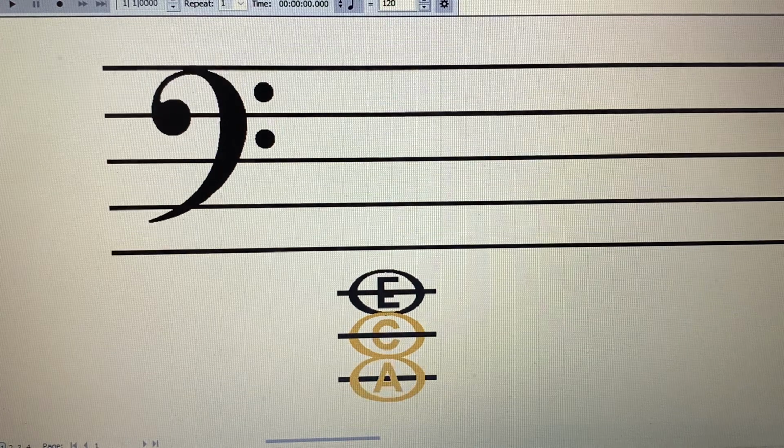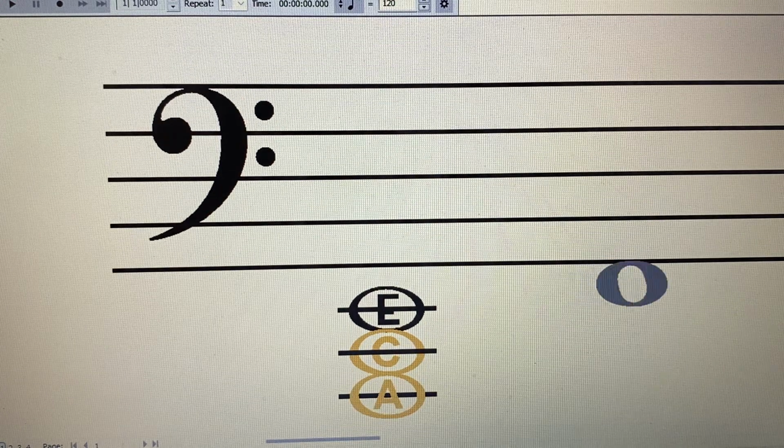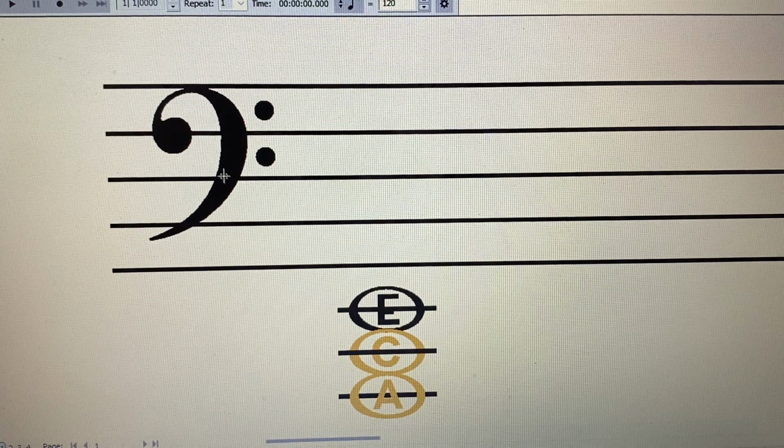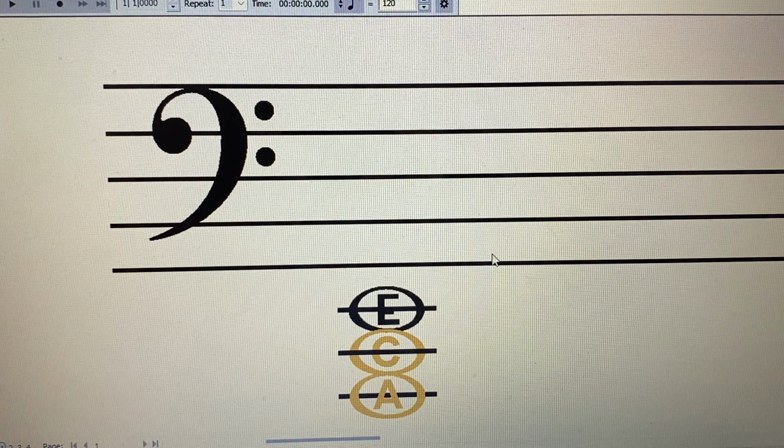So that's all. Always remember that it's the clef that fixes the lines and spaces of the notes in the staff.